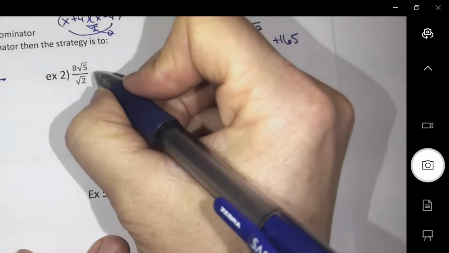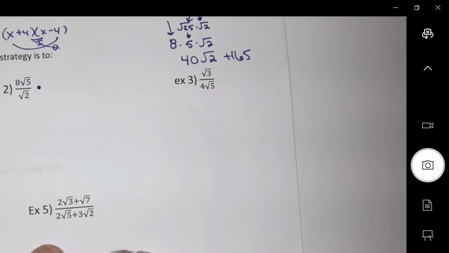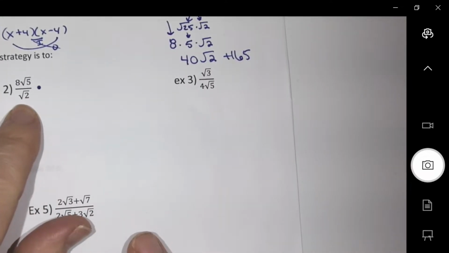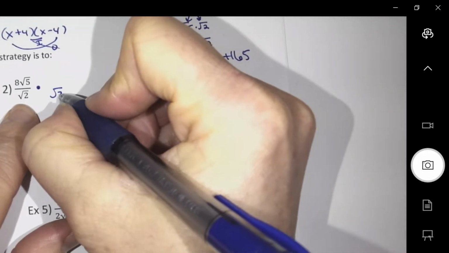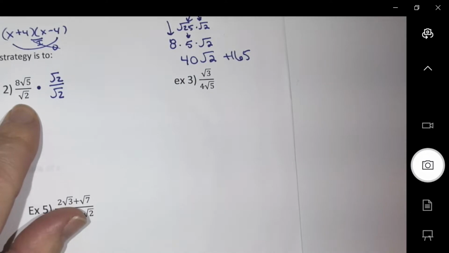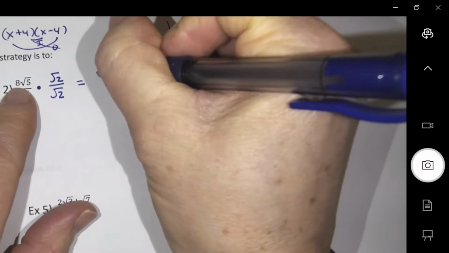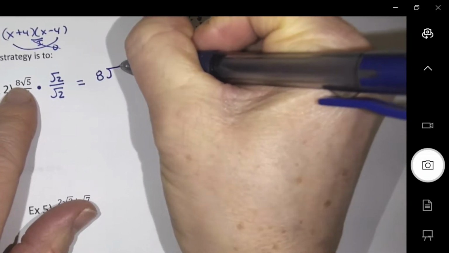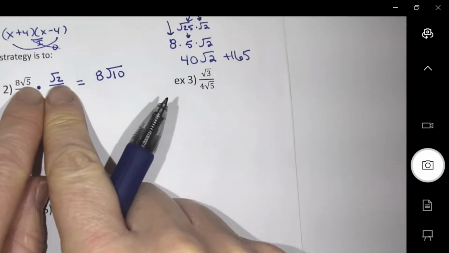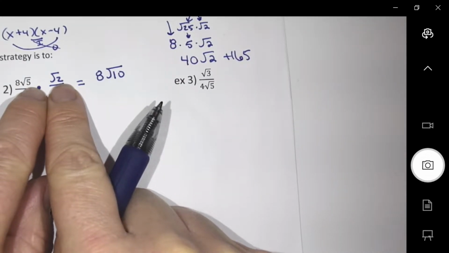Okay. Number 2. So I don't like that there's a root 2 on the bottom of my fraction, so I'm going to times it by root 2, which means I need to do the same thing to the top. This creates 8 root 10. Do you see where I'm getting that from? Whole number 8, the radical parts together.